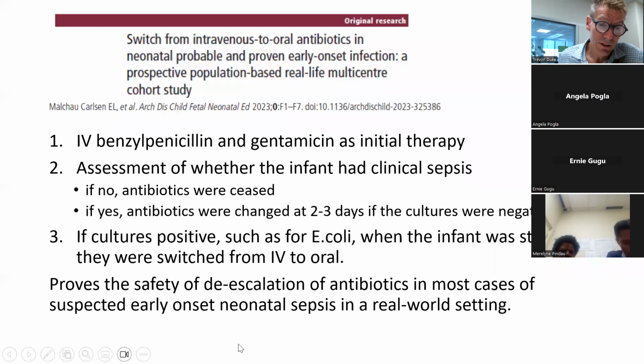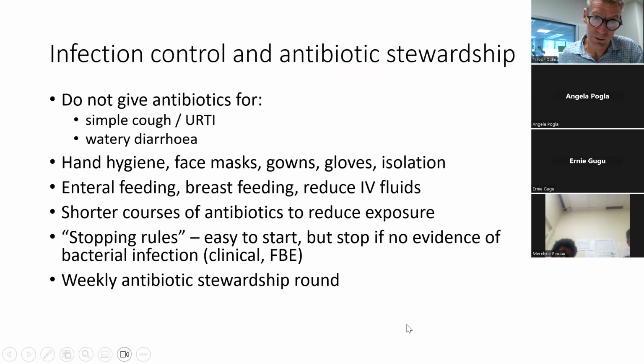And what they showed was that you can de-escalate antibiotics in most cases. If you follow this sort of guideline, you can de-escalate to oral amoxicillin, or you can stop completely, and it will be safe. They had very good outcomes using this guideline, and it will generate much less resistance than 10 days of IV benzyl penicillin and gentamicin, and much less than if you're using a third generation cephalosporin. So that idea of stopping rules or scaling back rules becomes very important.